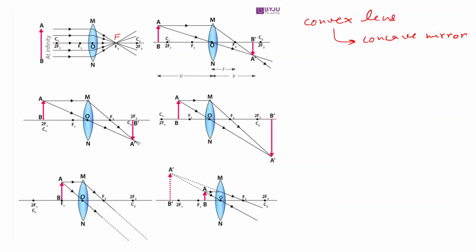Another case is if the object is not at infinity but just beyond the center of curvature, then it will form a real inverted image on the other side, and the image distance will be between focus and center of curvature. When the object is kept at the center of curvature, then the image will also be formed at the center of curvature on the other side, and it will be a real inverted image.